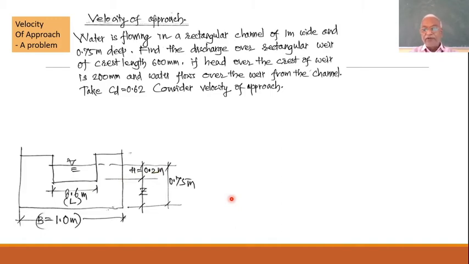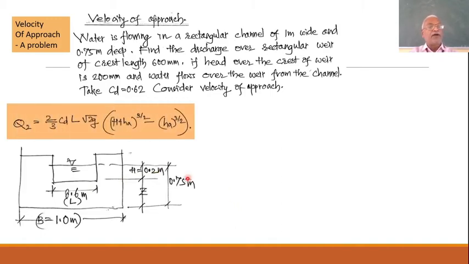Here L is 0.6, H is 0.2, right? Now how to calculate the discharge? If I want to calculate inclusive of velocity of approach, my expression is Q equal to 2 by 3 CD L root 2g [(H plus HA) raised to 3 by 2 minus HA raised to 3 by 2]. Here I know H, 0.2, and I know L, 0.6, and g is 9.81, but this HA, the velocity head, is not known.